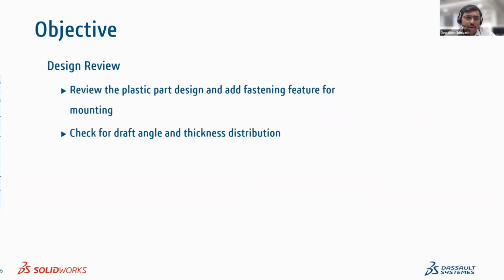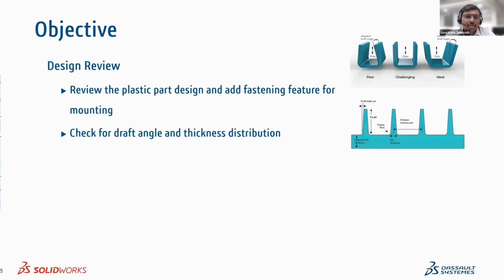The objective here is to review the design, for example whether it is well designed, with fasteners added for mounting. We need to check the draft and thickness of that component because that is very crucial for any molded component. It needs a perfect draft angle and thickness distribution, because thickness is important to avoid shrink marks and similar defects.